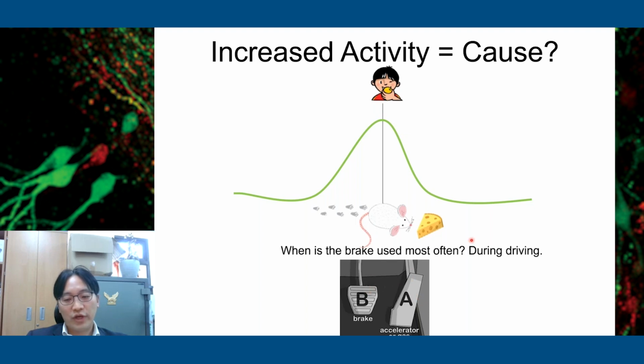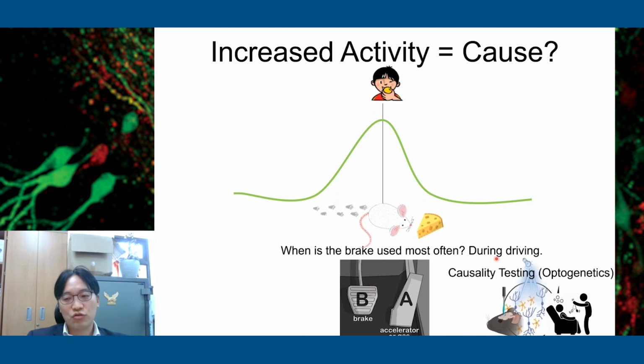So the way to test this is to use causality testing, which is optogenetics. Optogenetics will let you distinguish whether it's the cause of the behavior or not.